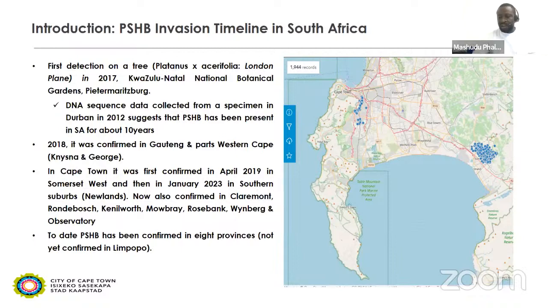And our first confirmation was in Newlands, and it has since spread to Claremont, Rondebosch, Kenilworth, Mowbray, Rosebank, Wynberg, and Observatory. To date in South Africa, the beetle has been confirmed in 8 provinces, except for Limpopo province.